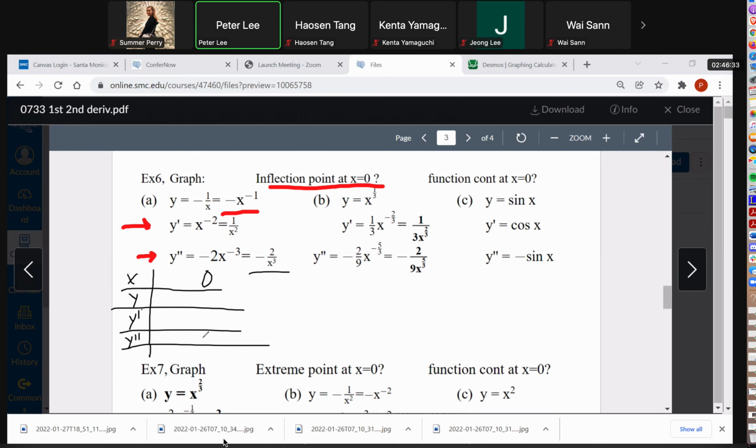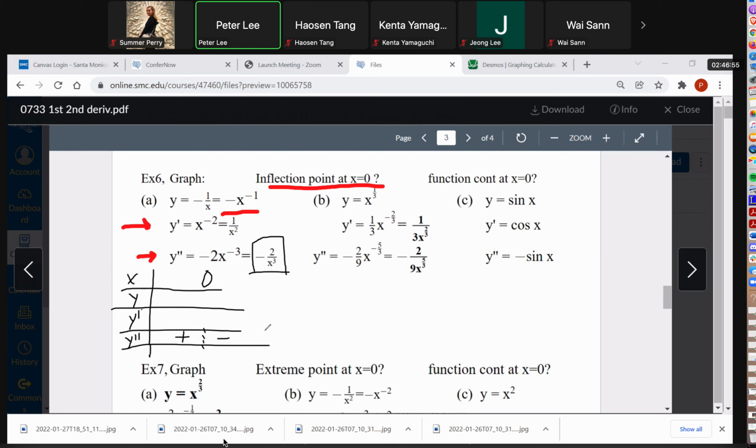Y double prime is this guy here. So x equals 0, it's not defined. When x is bigger than 0, this guy is a minus. And then when x is less than 0, the sign changes, we get this.